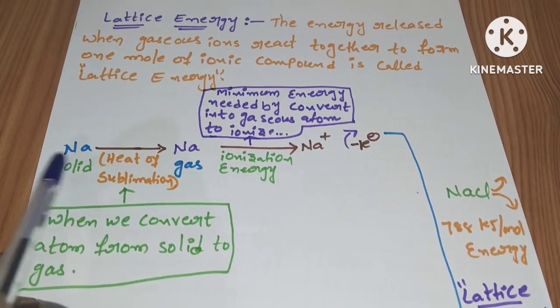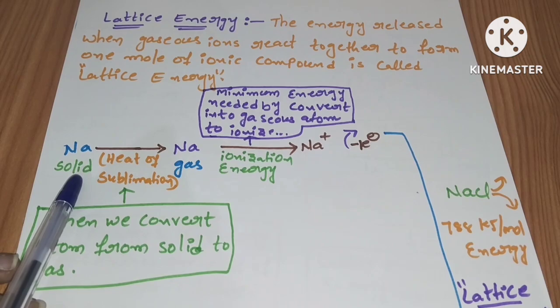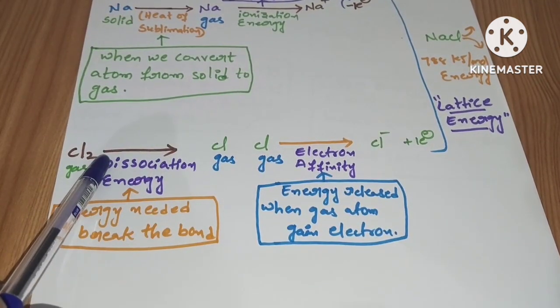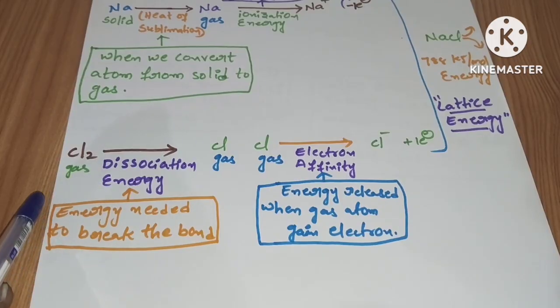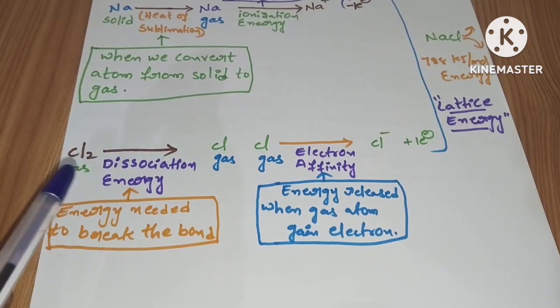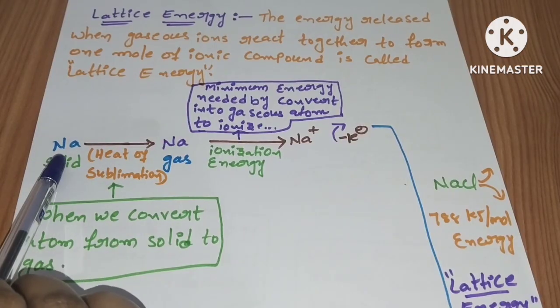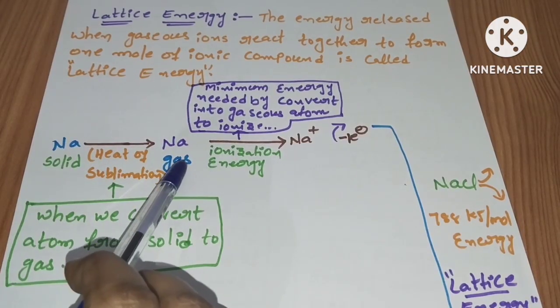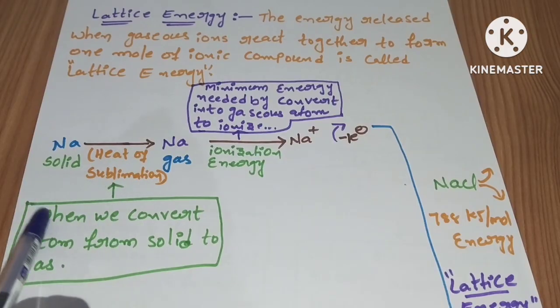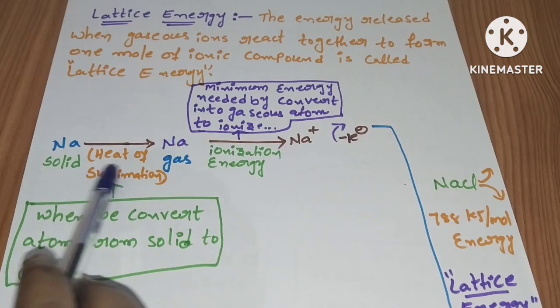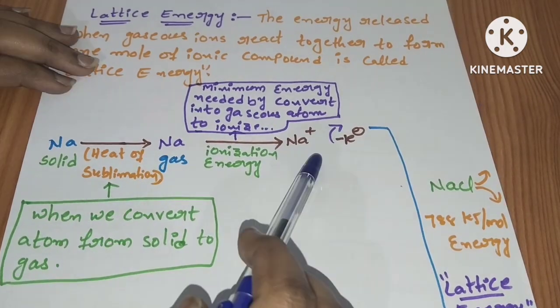We all know that sodium is a metal and it exists in solid state, while chlorine is a non-metal and it exists in gaseous form as a molecule. Firstly, we need to convert this sodium from solid state to gaseous state. When we convert an atom from solid state to gaseous state, the energy absorbed is called heat of sublimation.